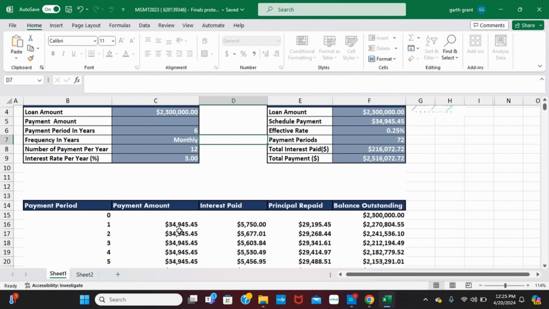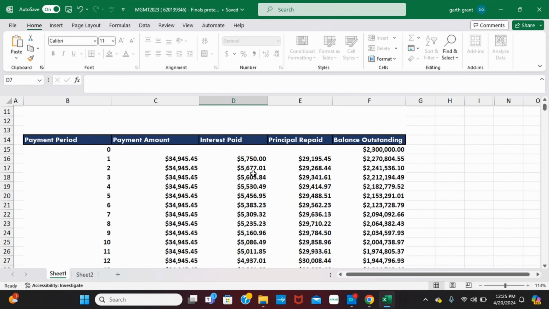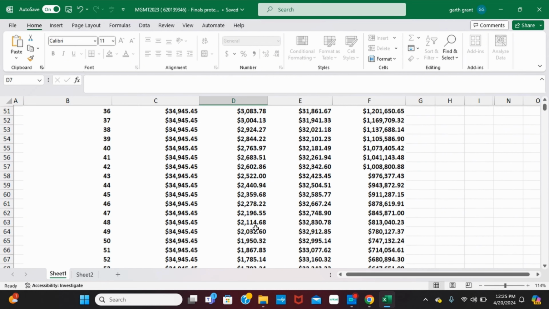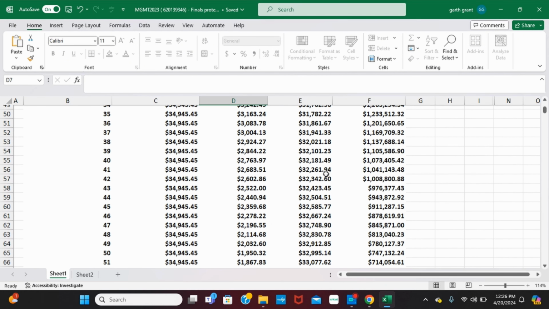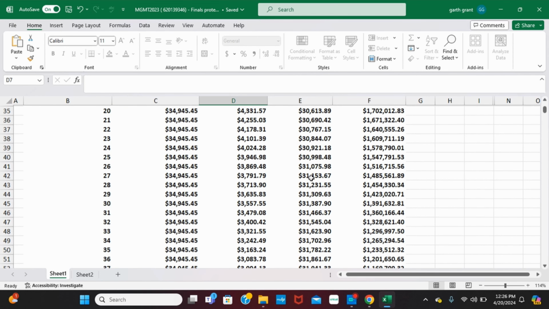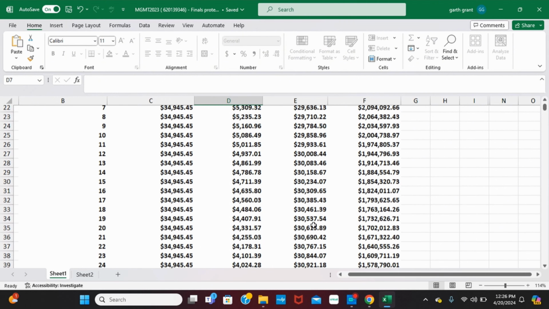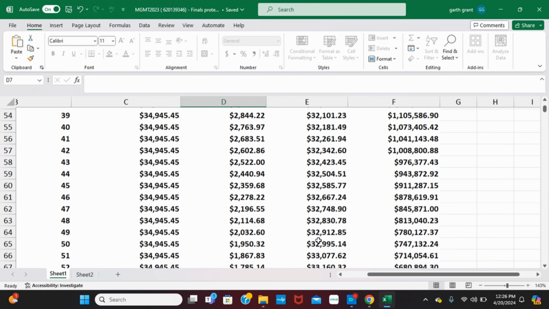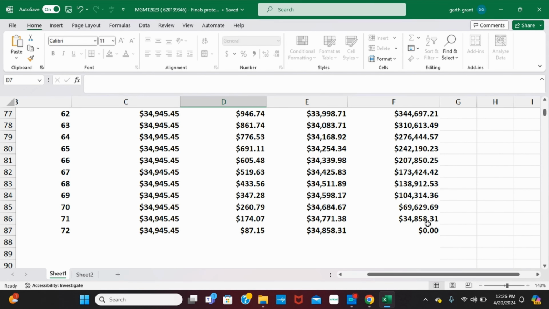This would essentially be your monthly payments. So if you notice, the interest starts off heavy, but it gradually decreases: 4,000, 3,000, 1,000, so on and so forth, all the way down to 87 cents. And when you check the principal, it starts off smaller, but it gradually increases: 31,000, 32,000, 33,000, 34,000, until everything is paid off.